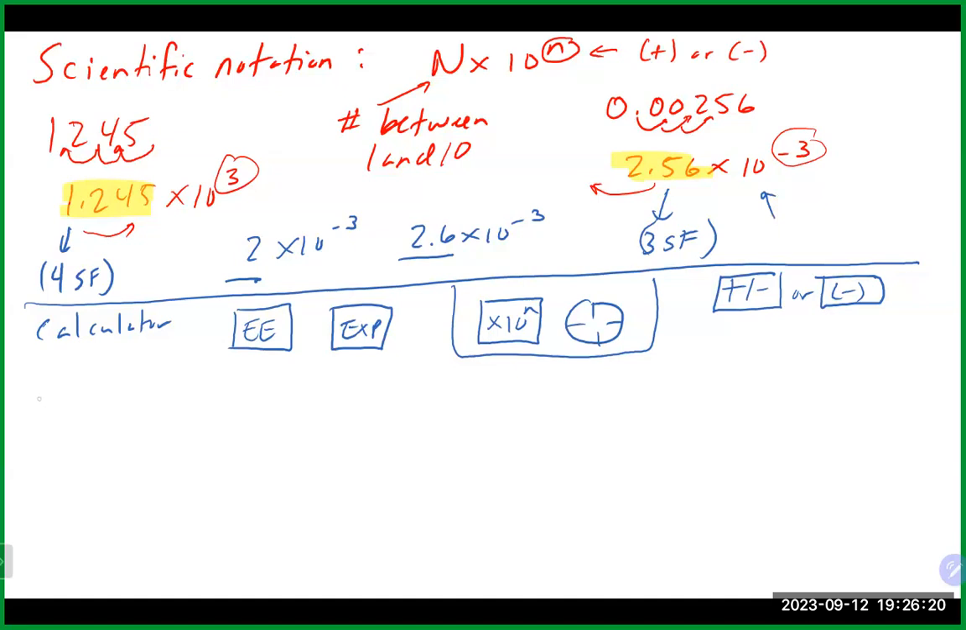So if we wanted to type a number, say like this one up here, into our calculator properly, we should type 2.56. You then should hit your exponent button, either your EE button or EXP button. On your display, it probably will look something like 2.56 and an E, or it may show 2.56 with a little times 10 and a couple of zeros.